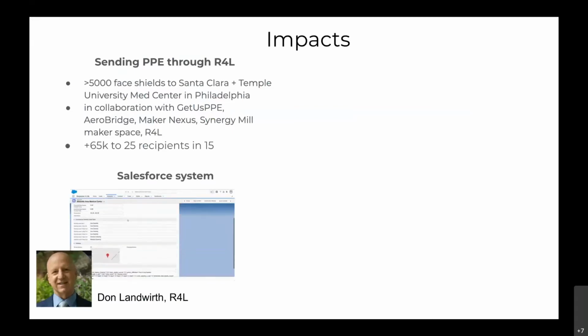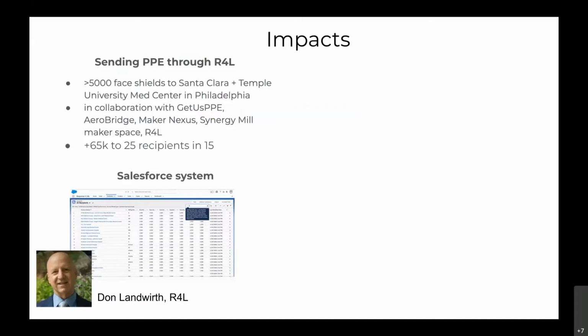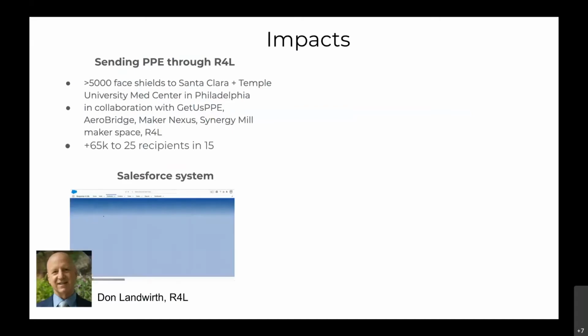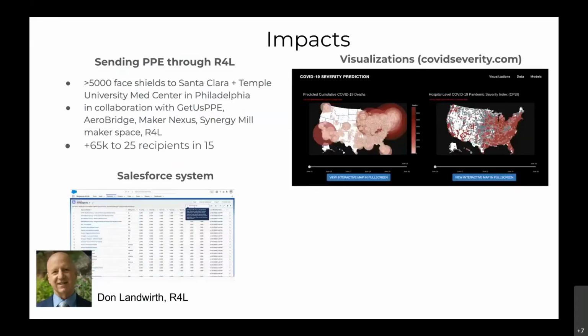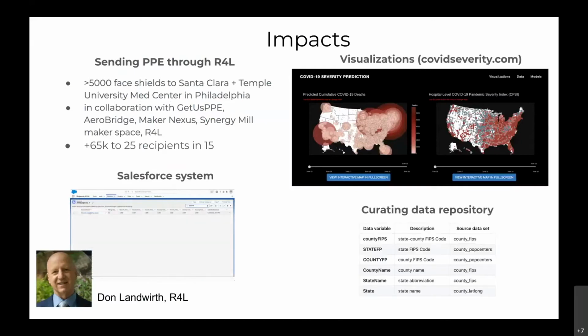For one, Response for Life is building a Salesforce logistics system for supply chain that's using our forecasts. We also have some interactive visualizations on our website, covidseverity.com. And then finally, we created a large COVID-19 data repository, which is all open source on GitHub.